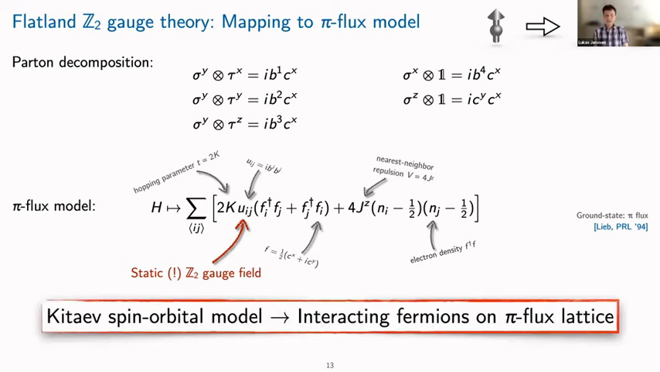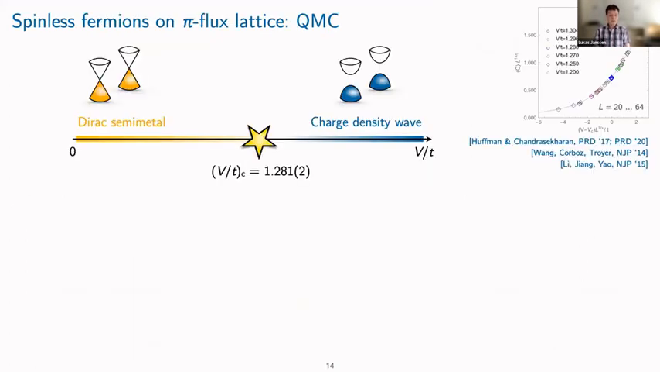And basically what's happening here is that the ground state sector of this gauge field configuration maps the Kitaev spin orbital model exactly to this model of spinless complex fermions on a pi flux lattice subject to nearest neighbor repulsion. This is, however, of course, a very well-known model in the literature, in particular in this community. Importantly, precisely this model is amenable to sign-problem-free quantum Monte Carlo simulations, which has been done a lot in the literature in recent years, and we can basically adopt these available results.